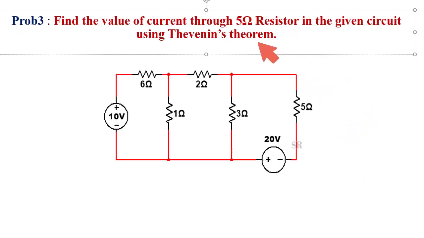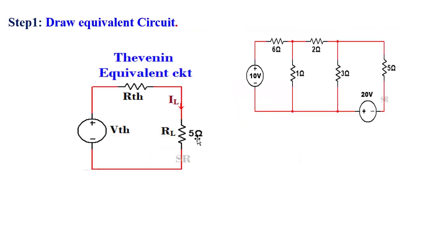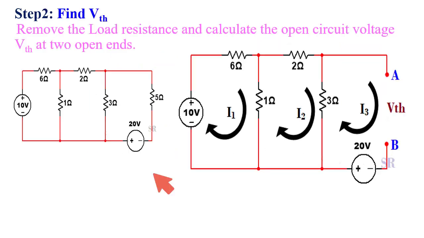Next problem, we have to find out the current through 5 ohm resistance. Here this is that 5 ohm resistance, by using Thevenin's theorem. This is our original circuit and this is the equivalent circuit. So we need to find VTH and RTH that will be connected in series with load resistance 5 ohm. For calculating VTH, what we need to do? We just disconnect this load resistance 5 ohm and the potential across the points A and B is VTH. Now how to calculate VTH?